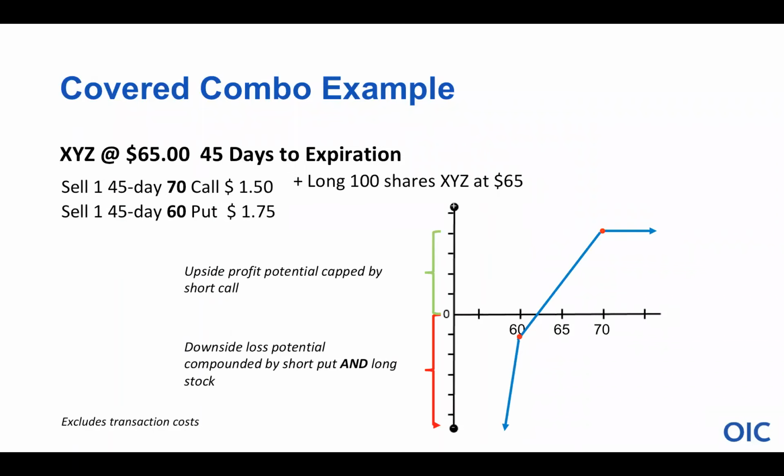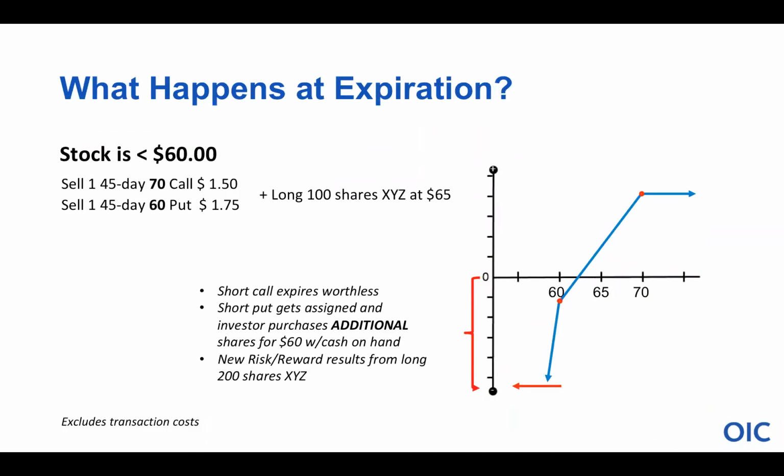So here is a graph of that same position. It looks like a bow, and as you can see, our profits above 70 are capped. We start losing below 60.88, and then, as the stock goes south, we really accumulate losses because we're long twice as many shares. So as you can see, the risk is really to the downside with this position.